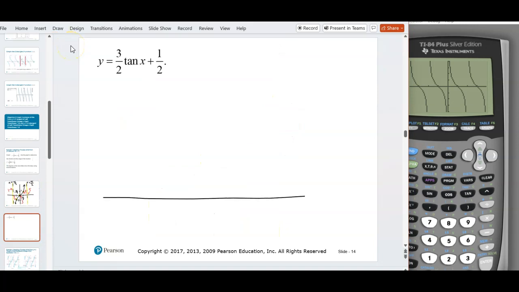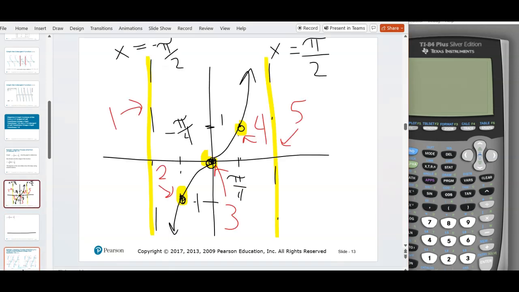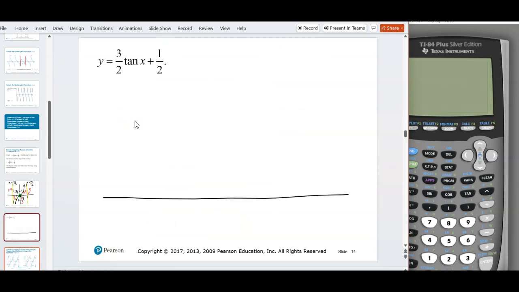So when I have a function like 3 halves tangent x plus a half, the things I'm going to do are determine where my vertical asymptotes are going to go, and where that point right here is going to go, because it's on the midline that cuts this into two. They're symmetric through the origin, so tangent's an odd function. So where is that 0, 0 point going to go? Those are the questions I'm asking.